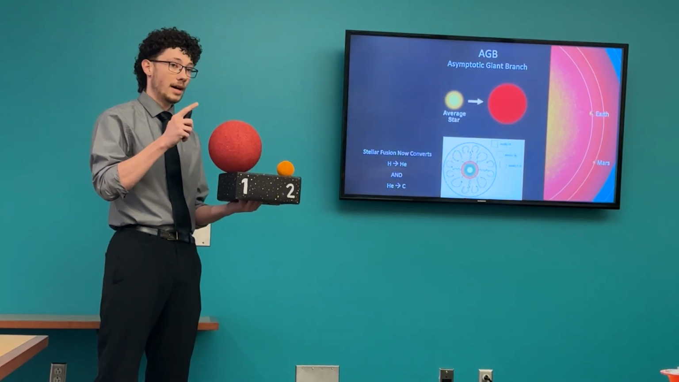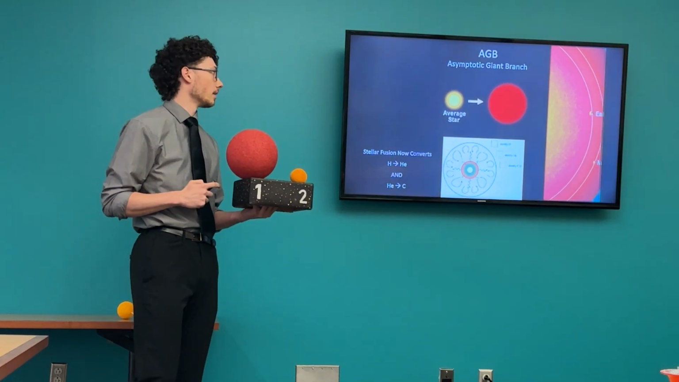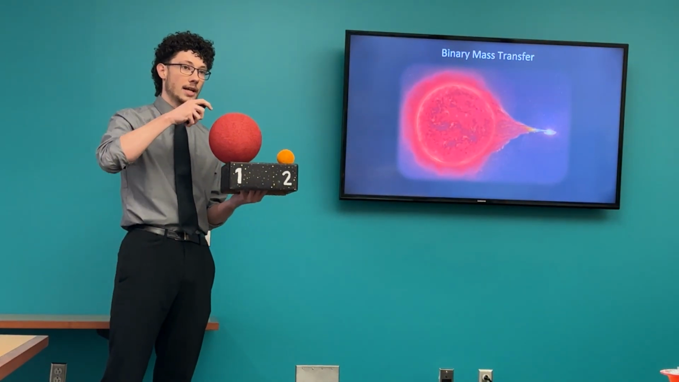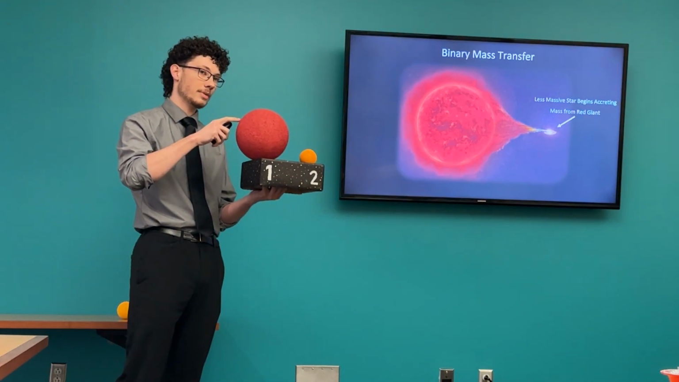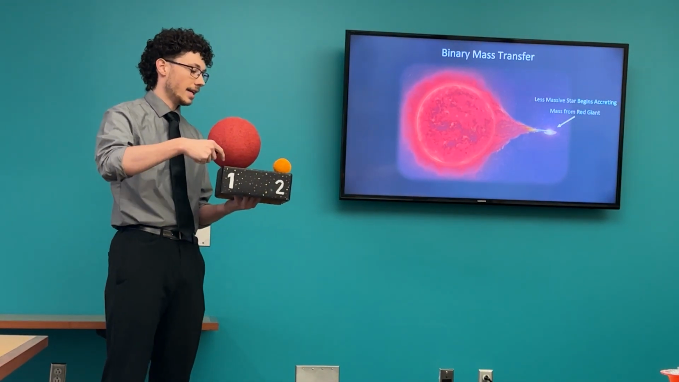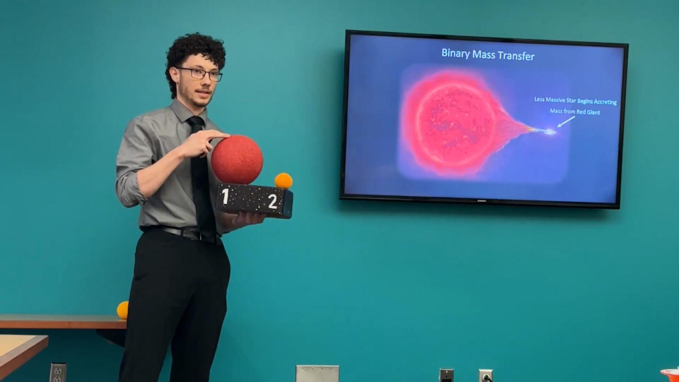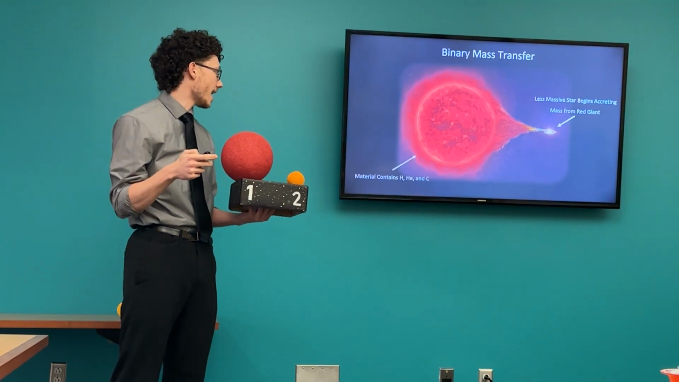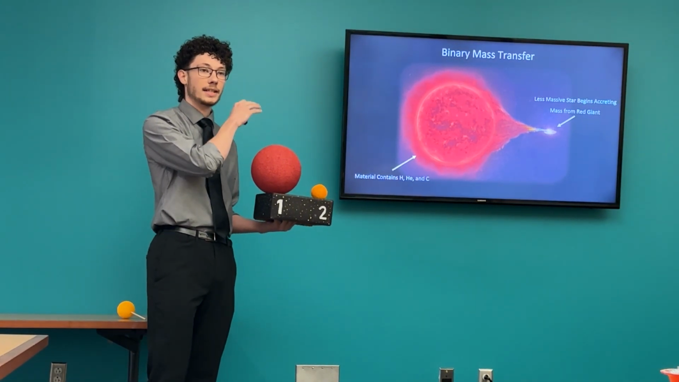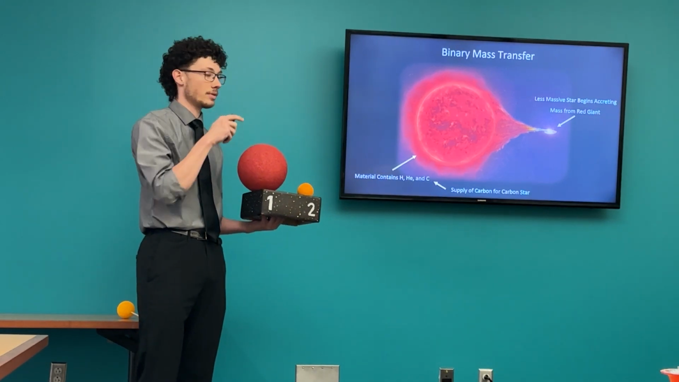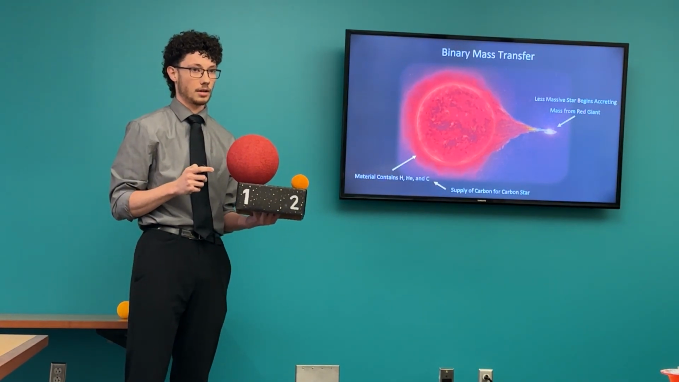And so while this is happening, while the star is really big, we're going to experience binary mass transfer, where this bigger star is going to start passing on some of its material to our smaller star. And it's going to begin accreting it, and it's going to start taking on some of these characteristics. And the material that it's going to be passing is going to contain a lot of hydrogen, helium, and especially carbon. And that carbon is important because that's what's going to go on to supply our carbon star.